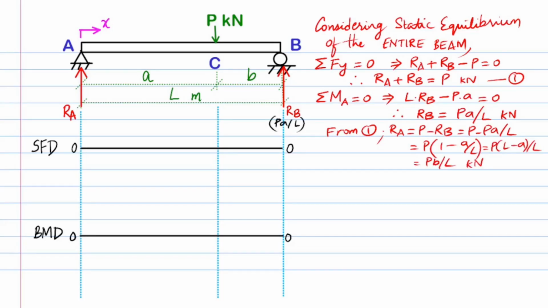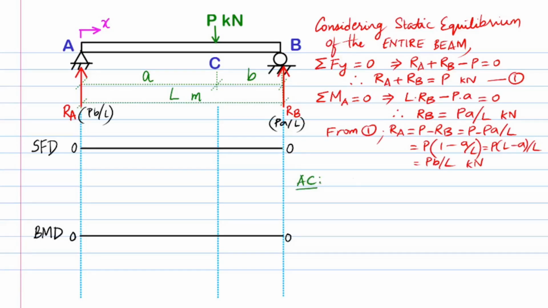Henceforth, we may directly write the reaction value at some support of a simply supported beam due to an acting point load as simply the point load times the ratio of distance of the load from the other support over the overall length L, without the need to perform initial calculations, minimizing our time and effort.